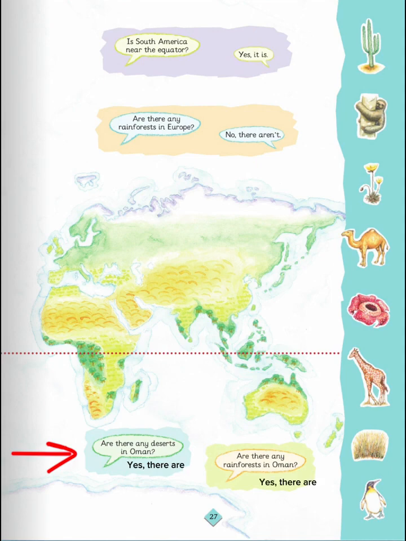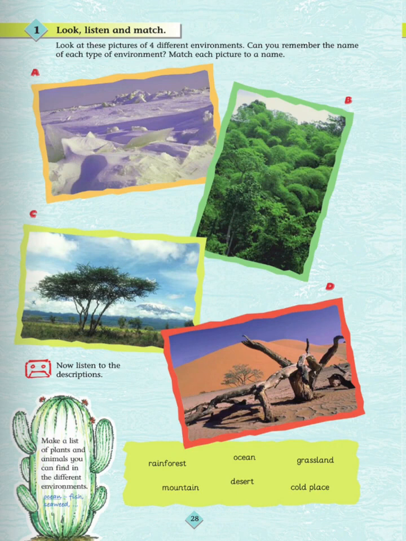Are there any rainforests in Oman? Yes, there are. Next is look, listen, and match. Look at these pictures of 4 different environments. Can you remember the name of each type of environment? Match each picture to a name. We have here rainforest, ocean, grassland, mountain, desert, and cold place. Now listen to the description.